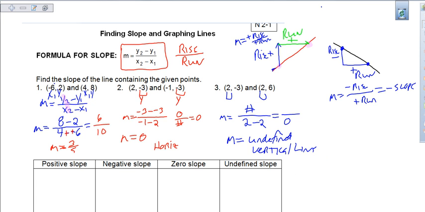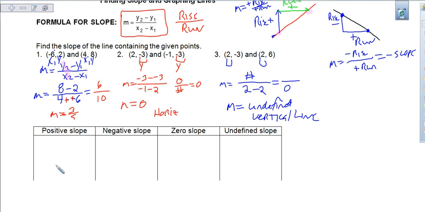So that's where the next section here comes in. They want you to show an example of a positive slope. In the next blank, a negative slope. A 0 slope, where m is equal to 0, is just a horizontal line. And if we have an undefined slope, it looks like this.